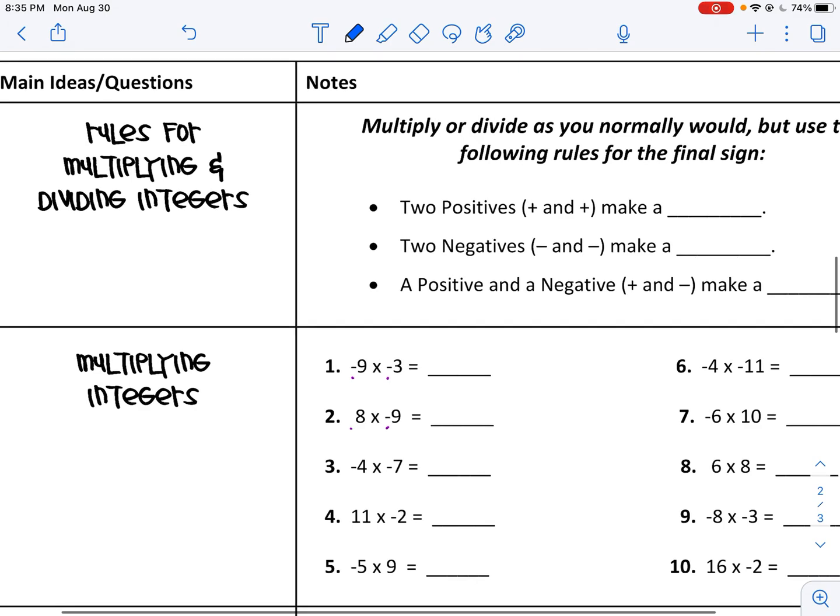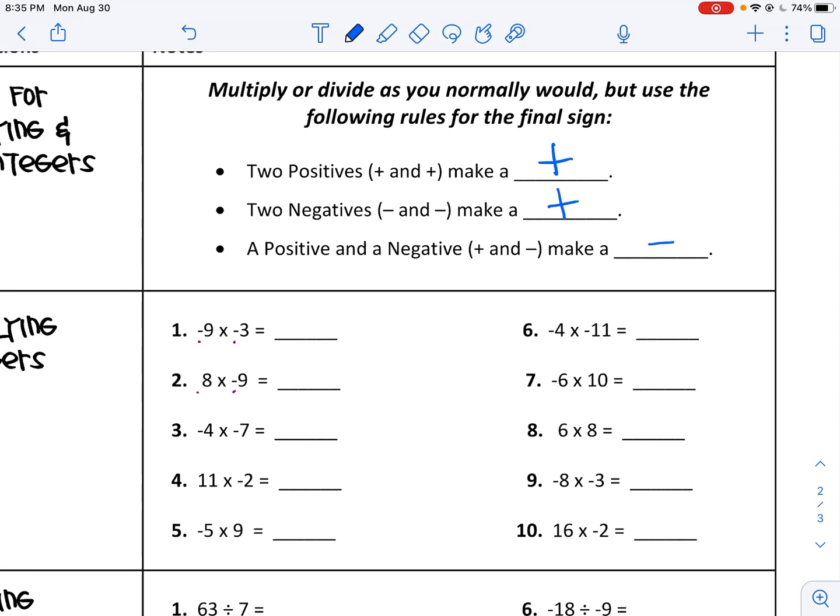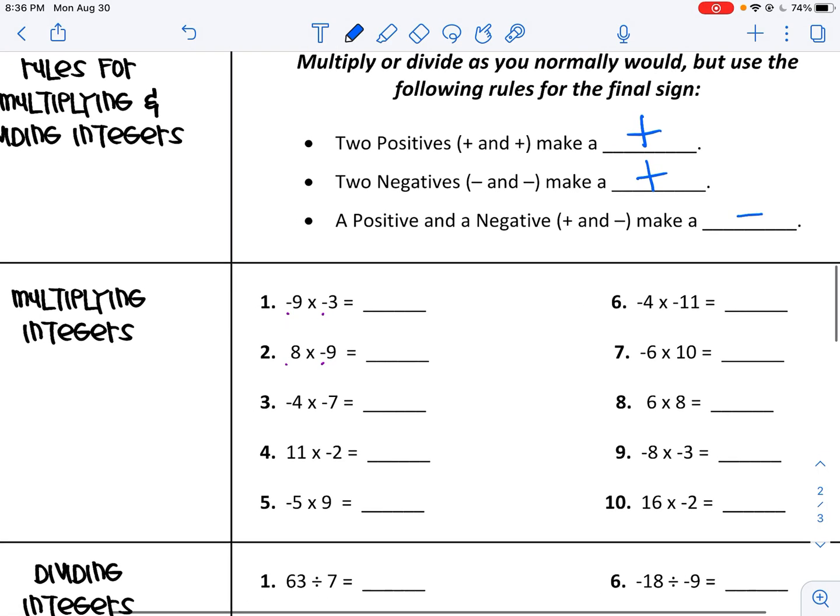Okay, multiplication, rules for multiplying and dividing integers. If you have 2 positives, you make a positive. If you have 2 negatives, you make a positive. If you have a positive and a negative, then you make a negative. If the signs are the same, then you get a positive. If the signs are different, you get a negative. And then you just multiply.